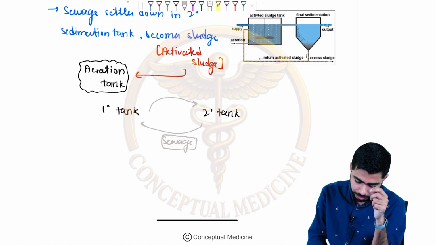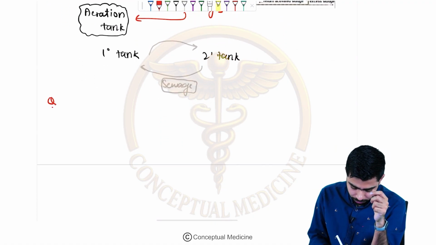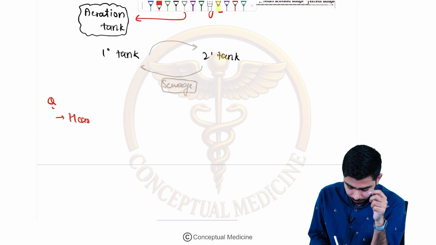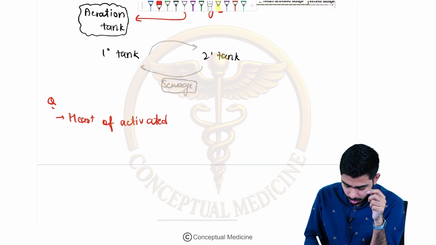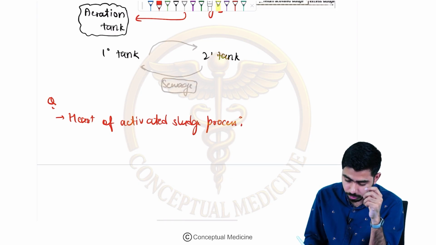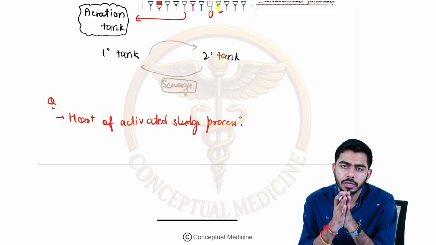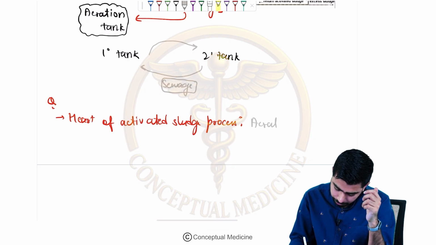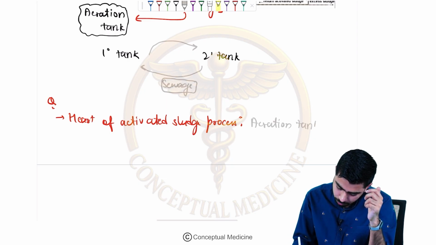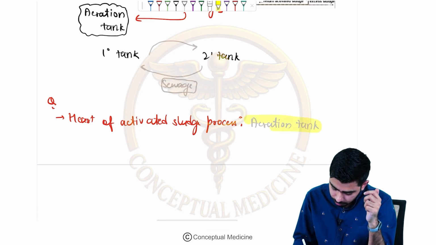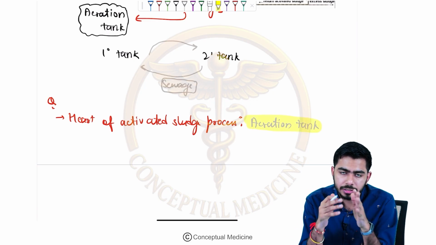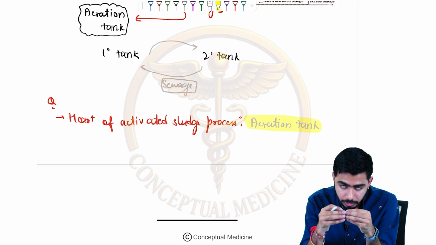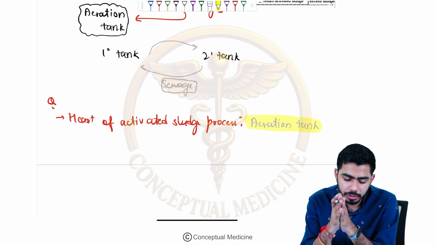One question which they are generally asking us is, what is the heart of the activated sludge process? In this whole activated sludge process, the heart is the aeration tank. Please do remember that as well, because they have asked this multiple times: the aeration tank is the heart of the activated sludge process.